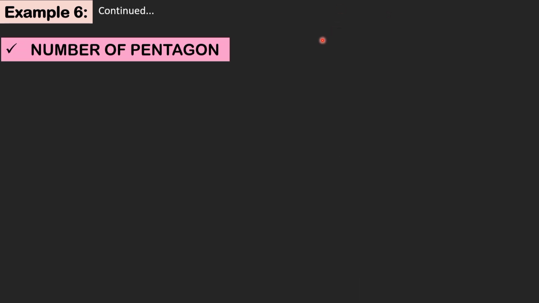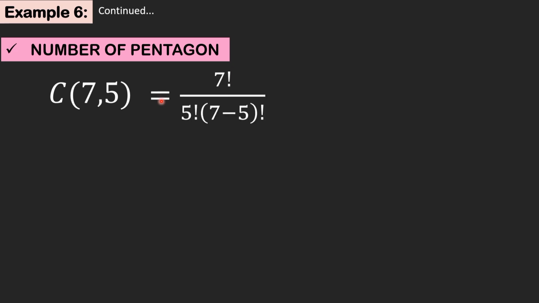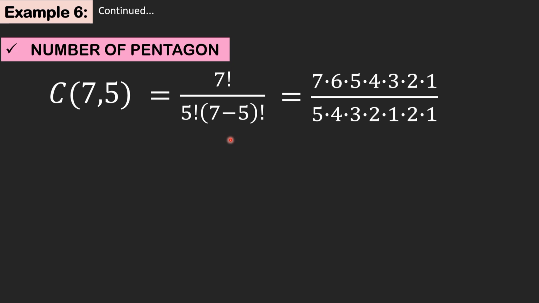Next is calculate the number of pentagons. A pentagon is formed by choosing 5 points out of 7 given points. The number of ways to choose 5 points out of 7 is given by the combination of 7 taken 5 at a time. Substitute the given n and r to the formula, then expand, simplify by cancellation. Then this is equal to 21 ways.